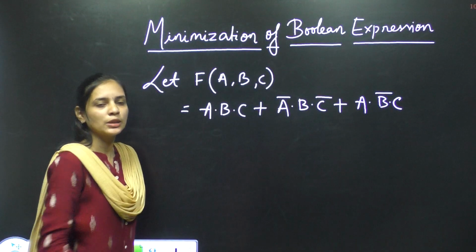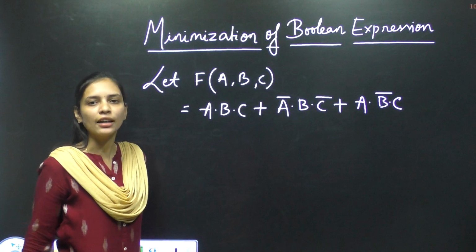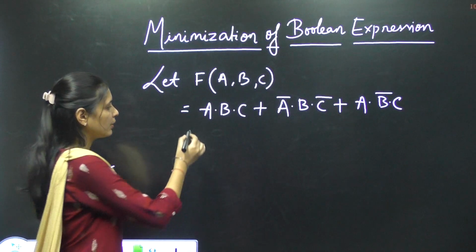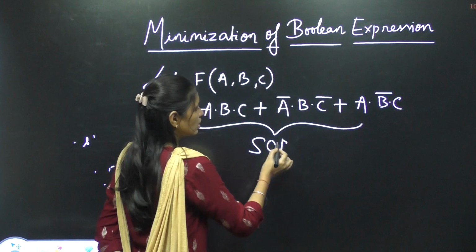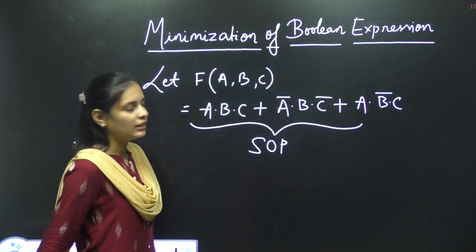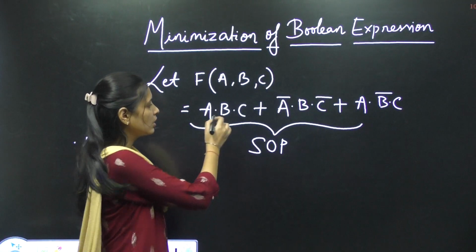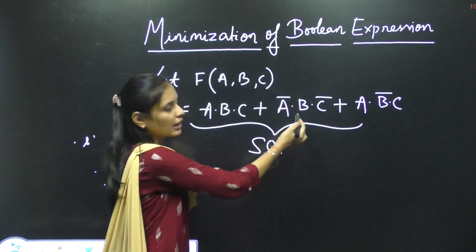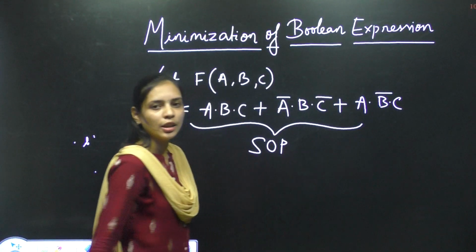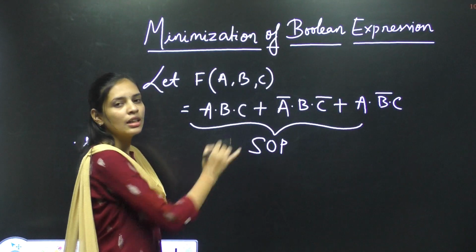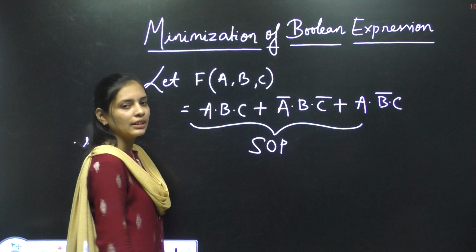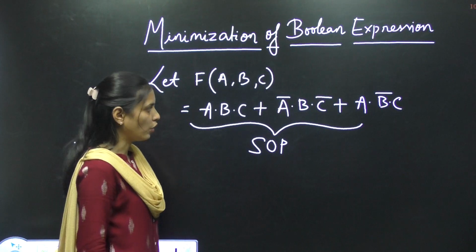This is the Boolean expression which is basically in the canonical SOP form. Why am I saying this is in the canonical SOP form? Because these are the individual min terms. I have three min terms. This is the first min term, this is the second min term, and this is the third min term, and these min terms or the product terms are summed up. That is why it is in the standard SOP form.